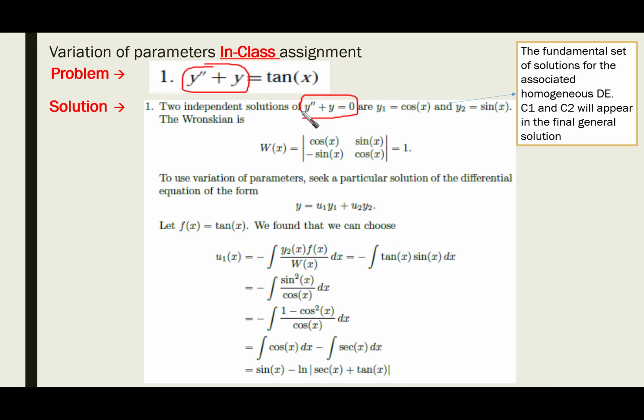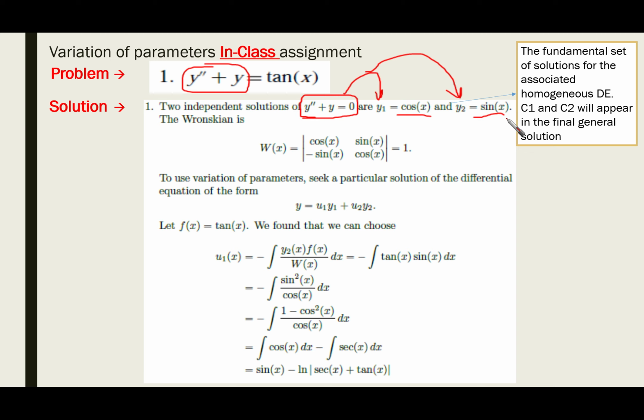We call this the associated homogeneous equation. You are going to find two independent solutions, y1 and y2. y1 is going to be cosine x. I hope that your answer was like this. And y2 is going to be sine x.